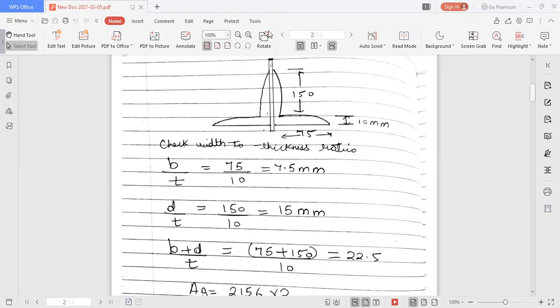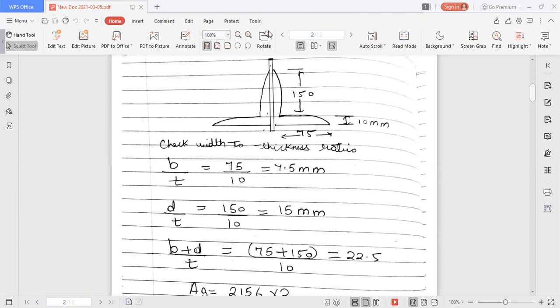So first b by t, b is nothing but the width, that is 75, it is given in the question, and 10 is nothing but the thickness. So the ratio comes up to be 7.5. It is less than 15.7 epsilon. So here your design is safe for b by t.